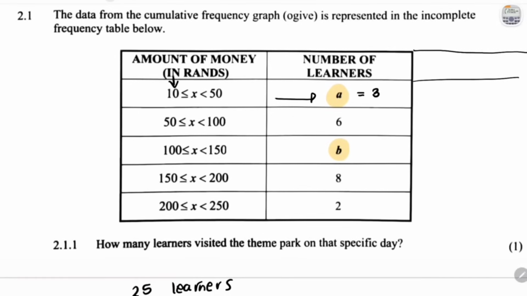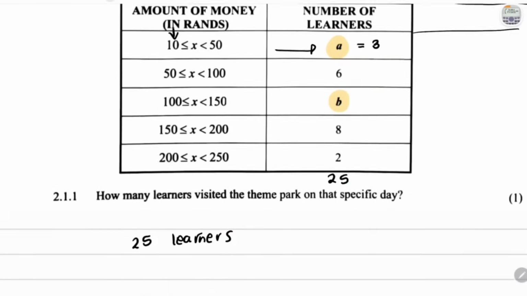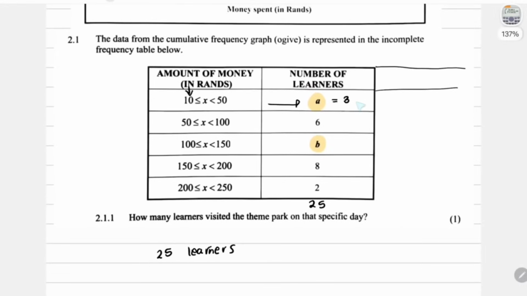And then now this becomes so easy to find because only B is missing, and we know the total number of learners. There are a total of 25 learners. So this is our equation. We can add everything, the 3, the 6, the 8, and the 2, right? And when we get that, B would just be 25 minus the addition of everything, since it's the only thing that is missing. Okay, so that's how we can actually find that there.